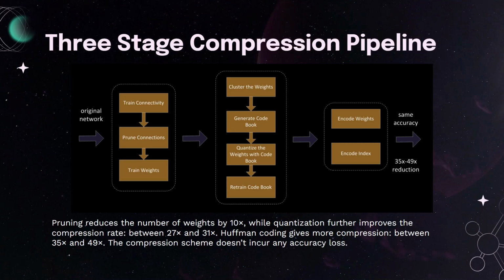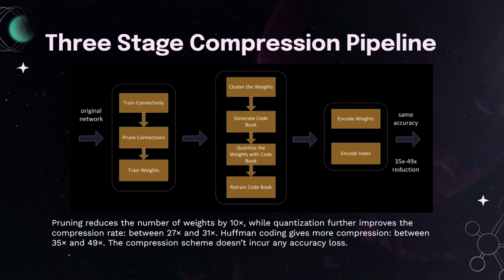The first stage of compression is pruning, which reduces the number of connections in the network by 9 times to 13 times. The second stage is trained quantization. The weights of the network are quantized to enforce weight sharing. For example, weights may be quantized from 32 bits to 5 bits.